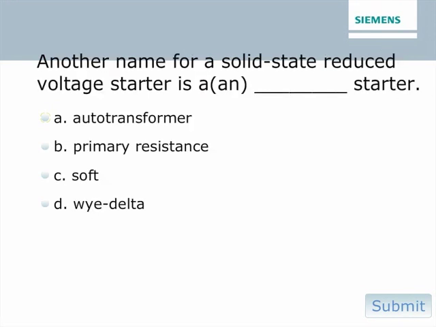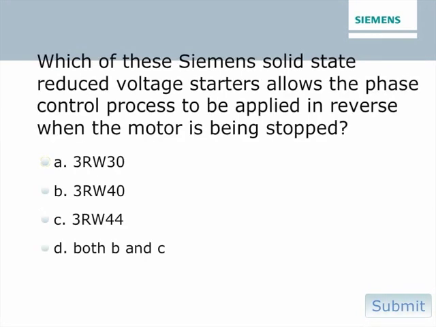Question 15. Another name for a solid-state reduced voltage starter is an blank starter. A, auto transformer, B, primary resistance, C, soft, or D, Y delta? Question 16. Which of these Siemens solid-state reduced voltage starters allows the phase control process to be applied in reverse when the motor is being stopped? Is it A, 3RW30, B, 3RW40, C, 3RW44, or D, both B and C?